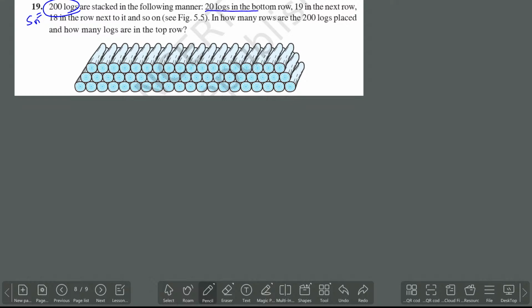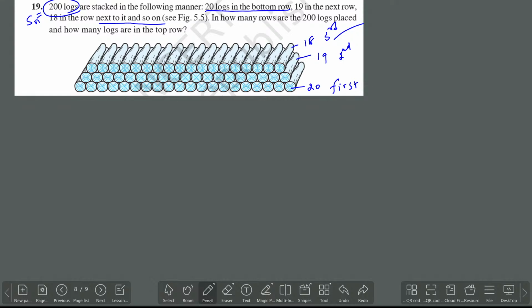They arranged them so that 20 are in the bottom row, that is the first we can consider. 19 in the next row and 18 in the next row, and like that it goes on and on. Then we can consider this is the first term, this is the second term and this is the third term. Do you understand? We can consider it like that.